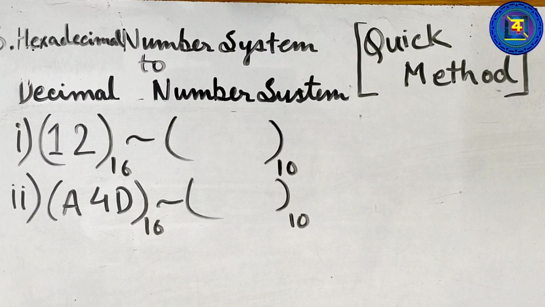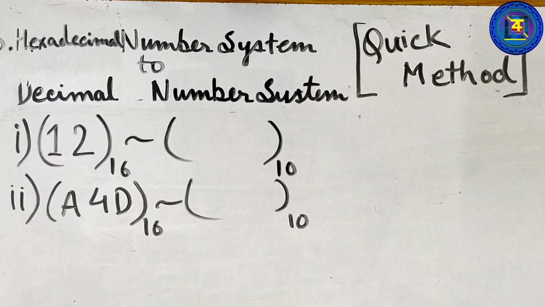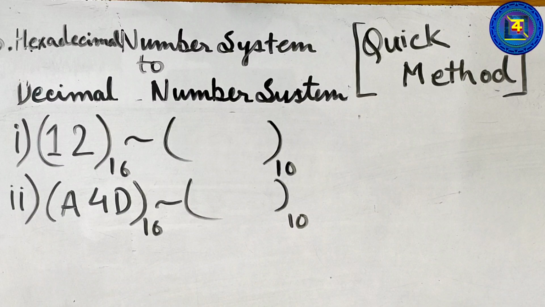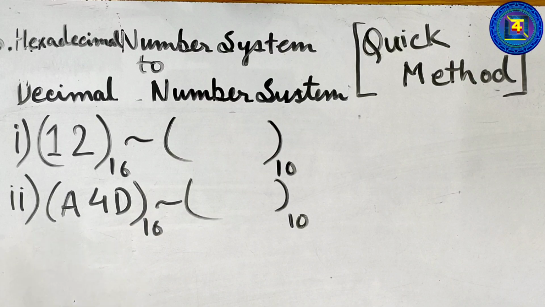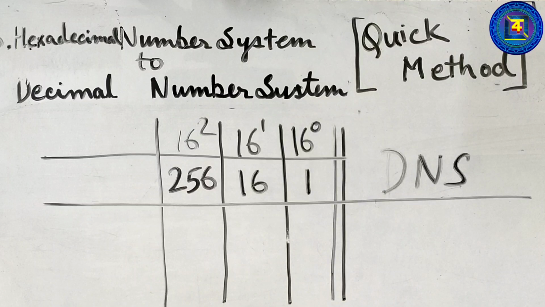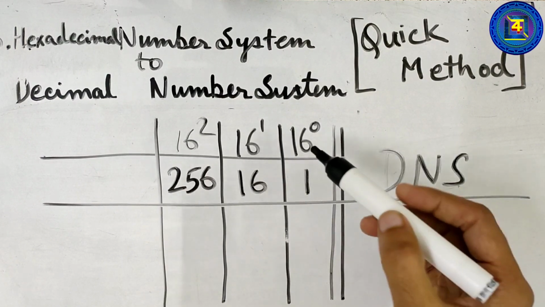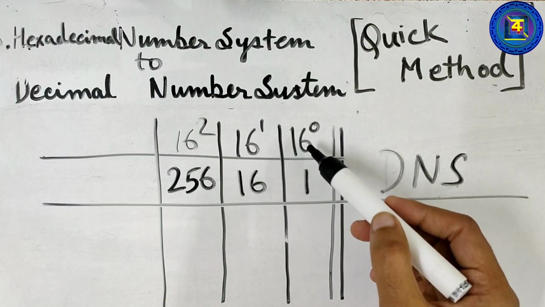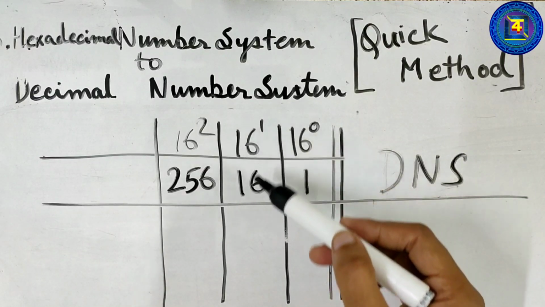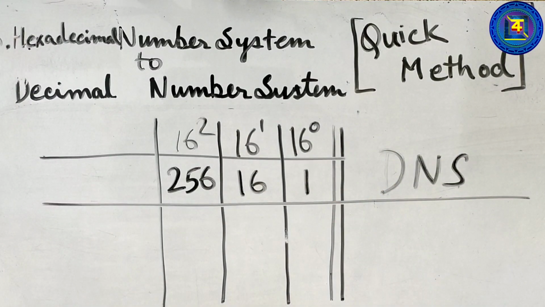So we have these two questions, that is 12 in hexadecimal format, which will be converted into decimal number system, and obviously the next question is A4D, which will be converted into decimal number system. So let us find out how these two questions have to be done using the quick method. Okay, so here is the format that is already available in front of your screen. Since we are converting hexadecimal to decimal, the format should be 16 to the power 0 is 1, 16 to the power 1 is 16, and 16 square is obviously 256.